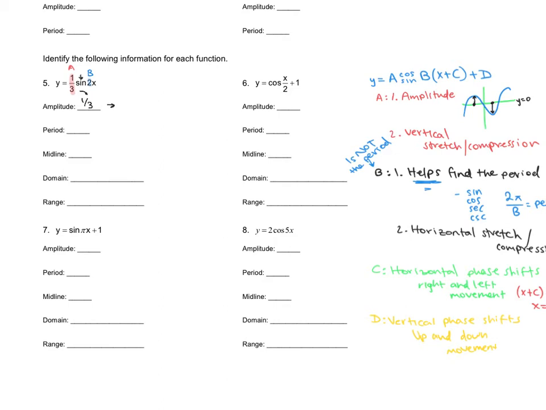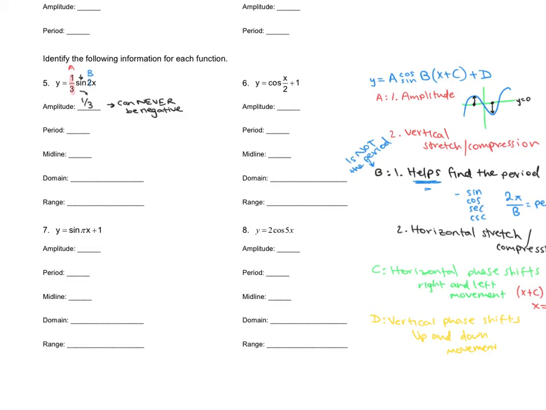And you might want to note that the amplitude can never be negative. So even if you have a negative sign right in front of that whole equation, the amplitude is still a positive value. So in this case, hypothetically, if this were to be a negative 1 over 3, your amplitude is still a 1 over 3.